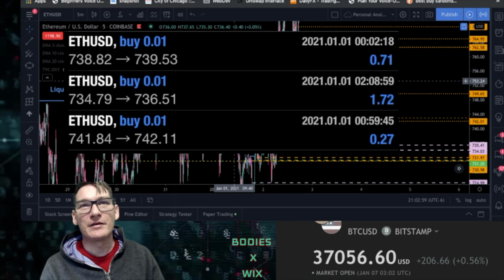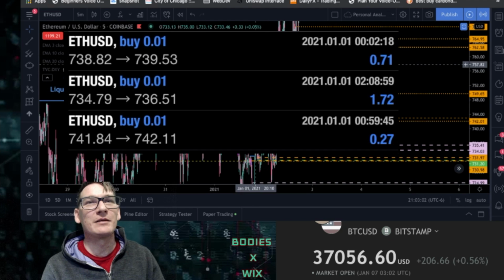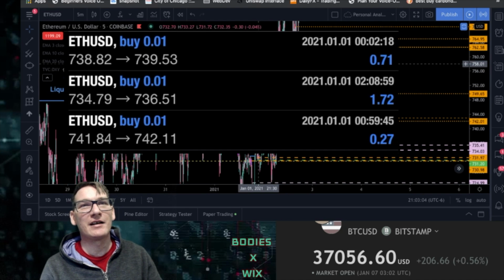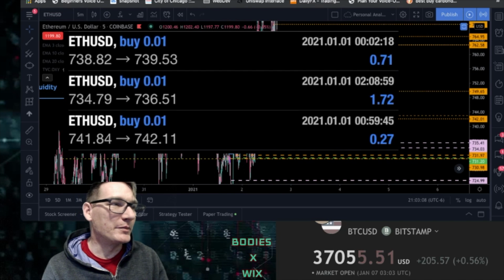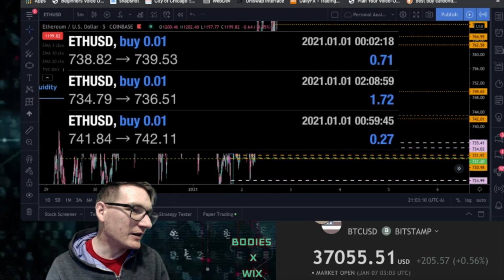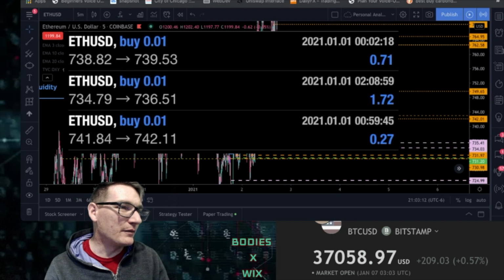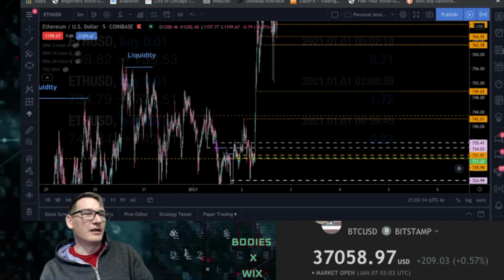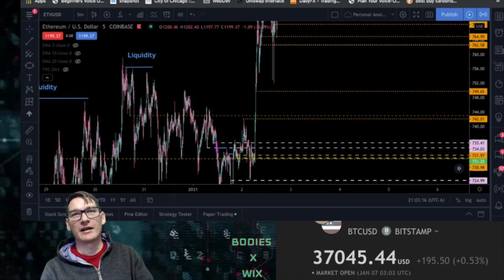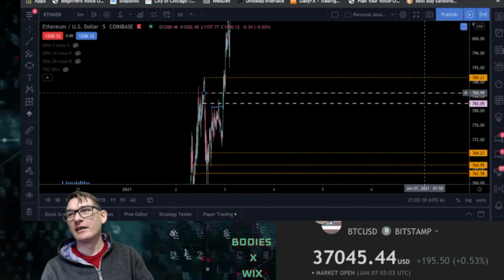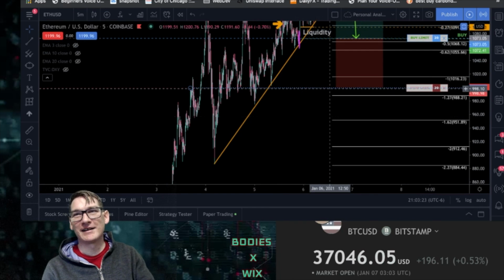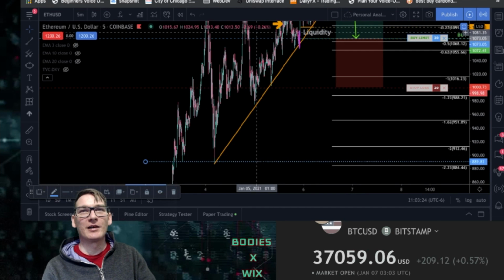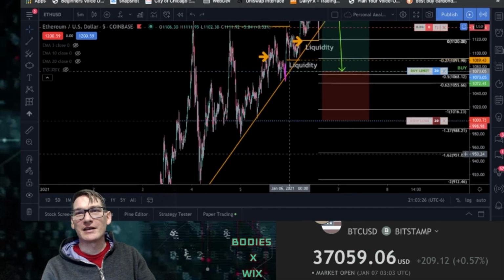So that's what I was holding for. I was calling for it to get above 757. I did get out above 757, but unfortunately I didn't hold long enough. I could have held on to that and made all of that.